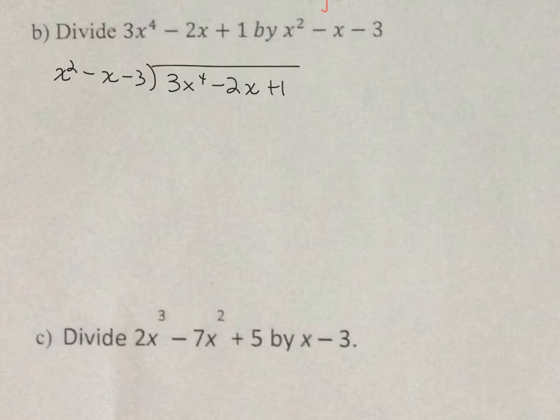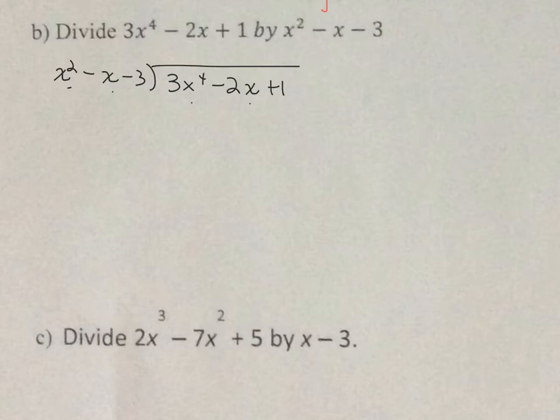And you have to make sure everything's in descending order. This goes from degree 2 to 1 to 0. This goes from degree 4 to 1 to 0. Notice how there's an x cubed term and an x squared term missing. That's important to remember and notice.